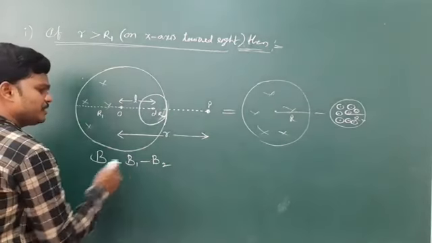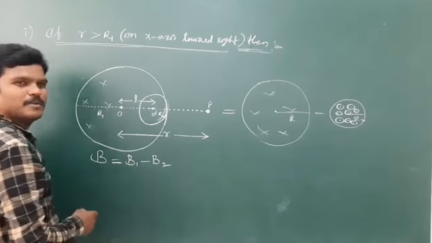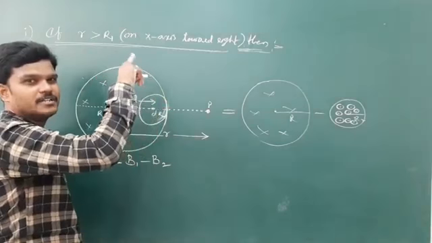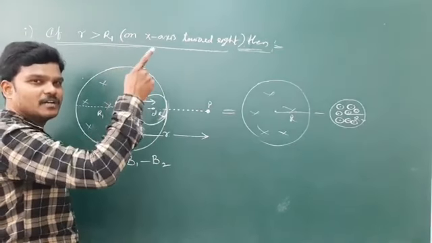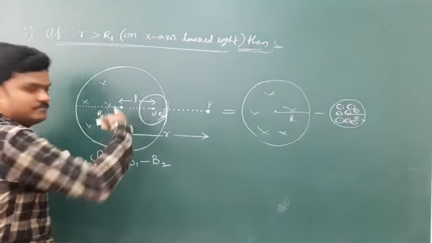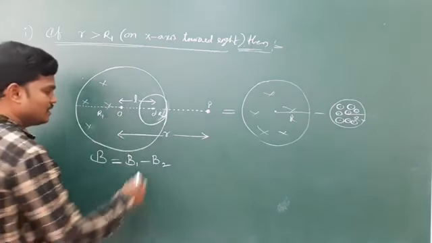So what is B? This is mu naught I by 2 pi r. Of course, that is possible by Ampere's law. B dot dl is equal to mu naught I. B dot dl nothing but B 2 pi r is equal to mu naught I. So B is equal to, again, due to long straight wire directly, mu naught I by 2 pi r.